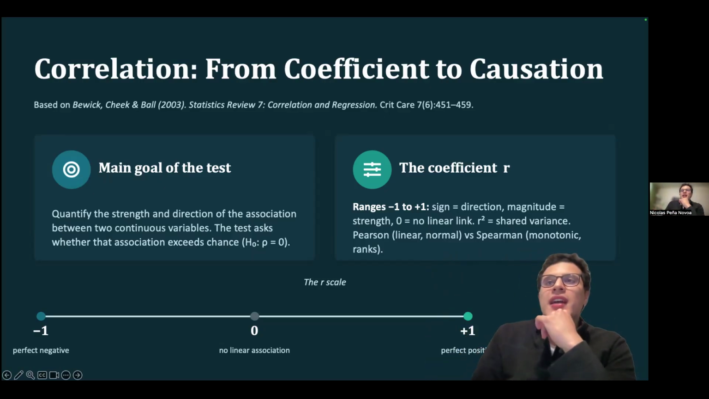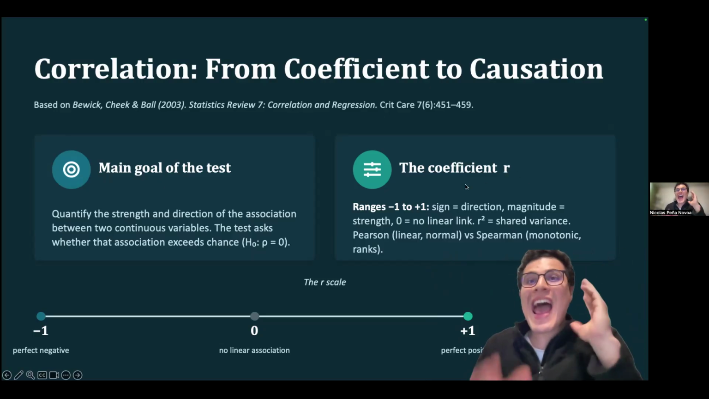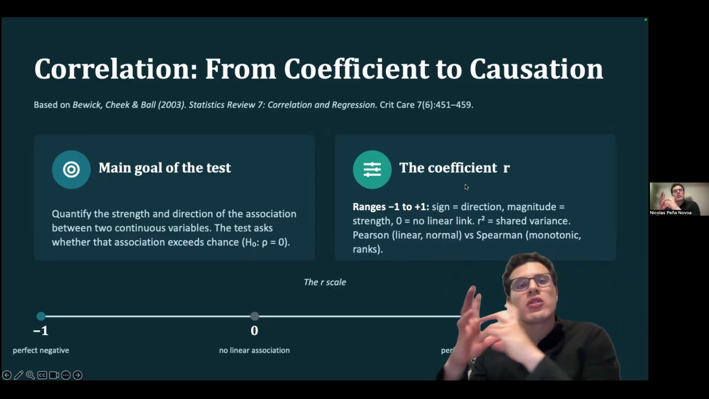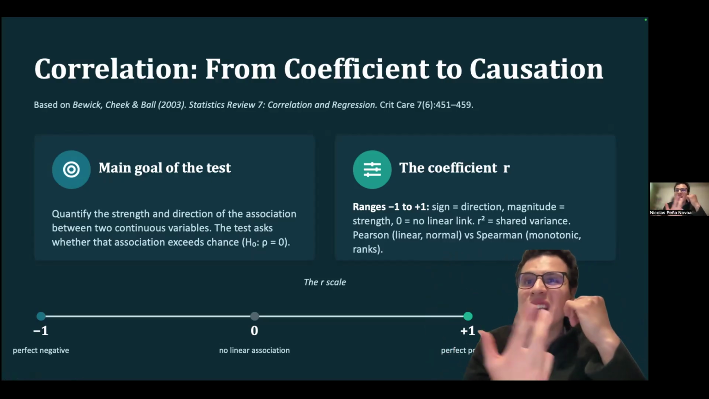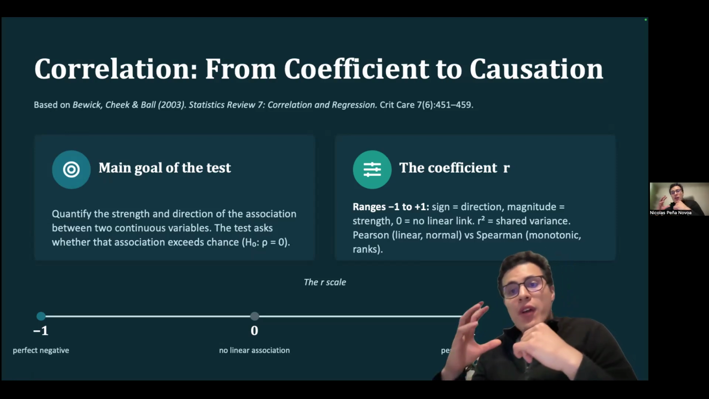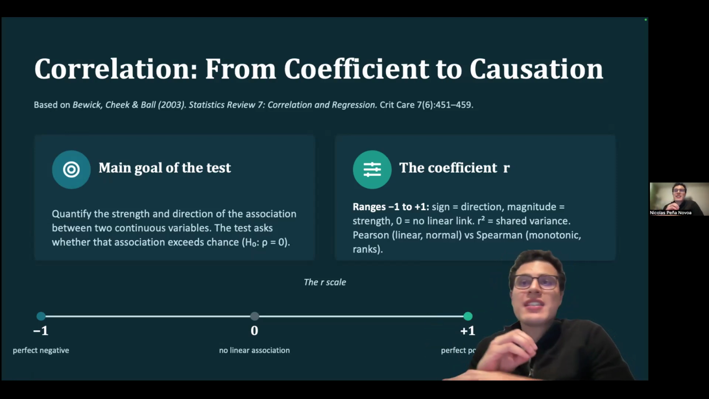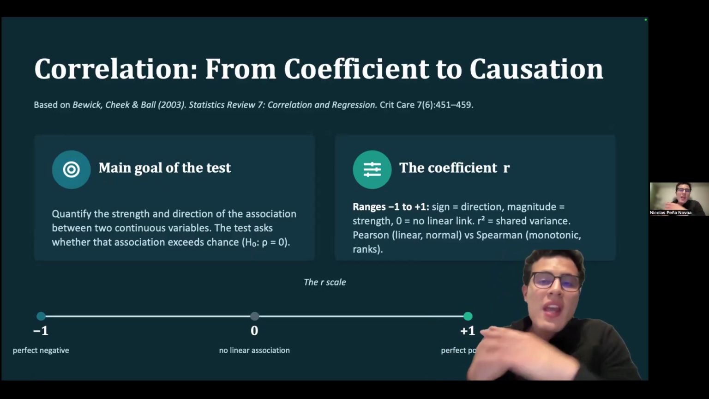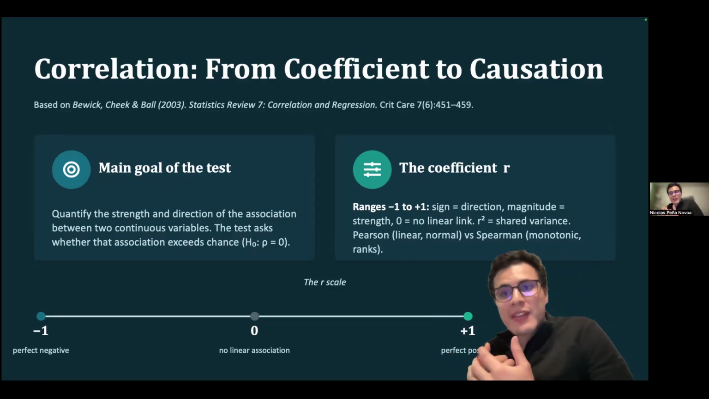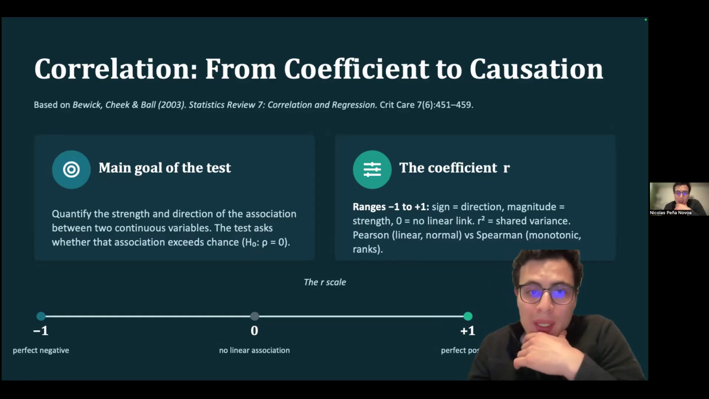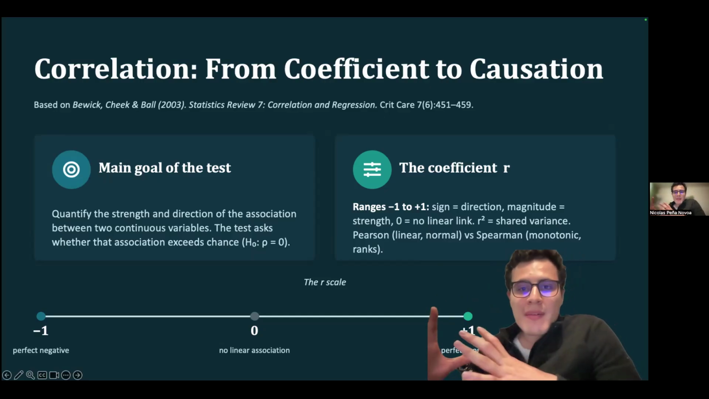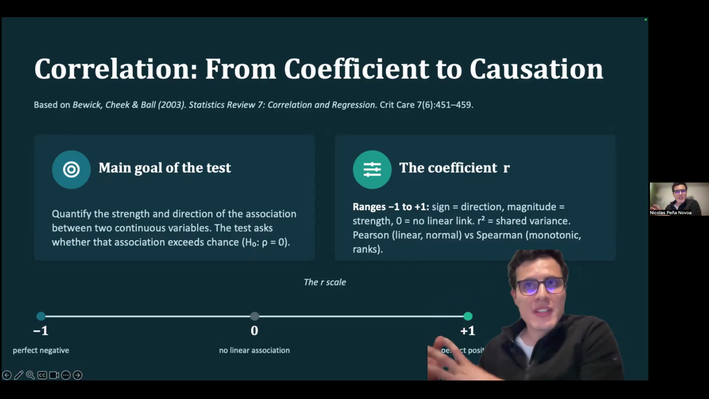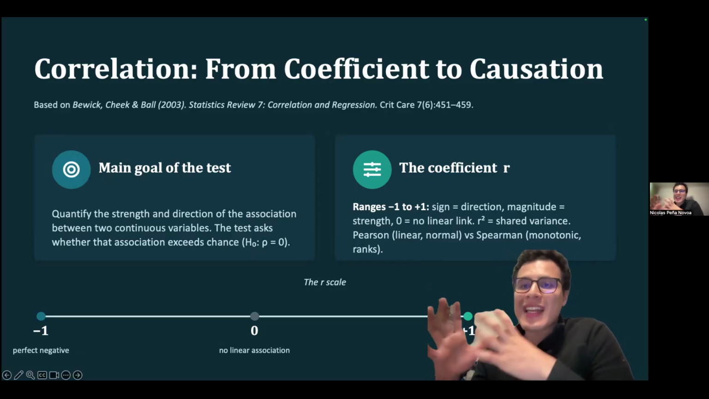The other part of the correlation coefficient is called R, and it ranges from -1 to +1. It tells us the direction, the magnitude, and the strength of this correlation. If you have zero, there is no linear link. This test has a companion that is R2, or R squared, which is the proportion of variance that the two continuous variables share.